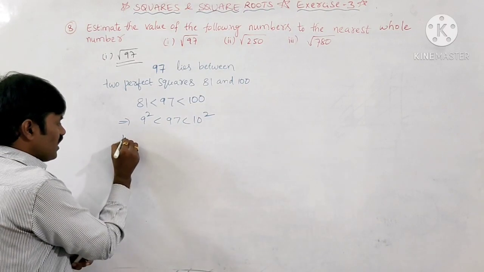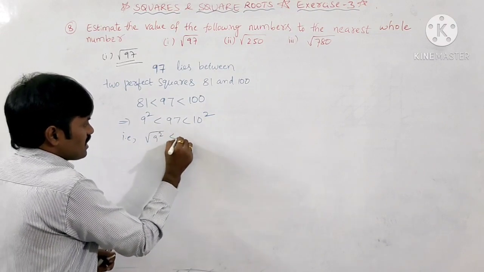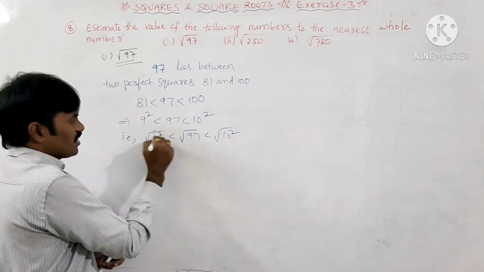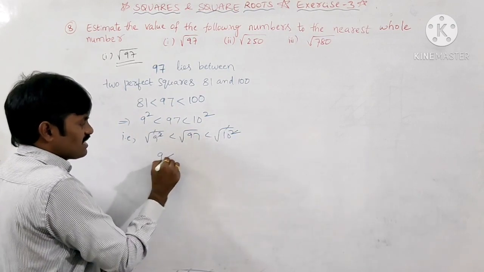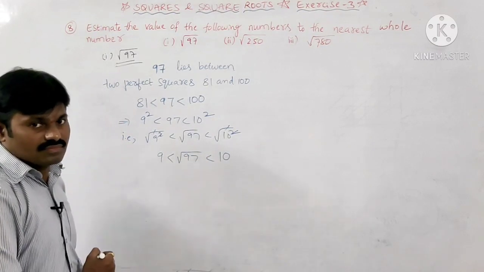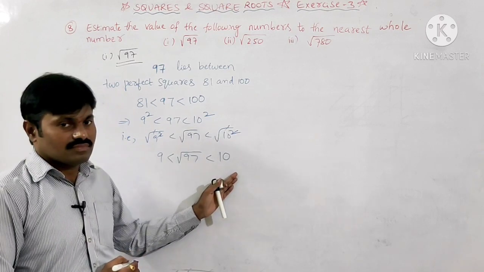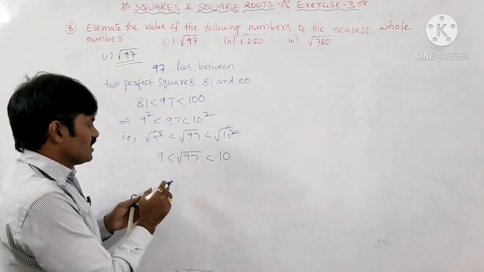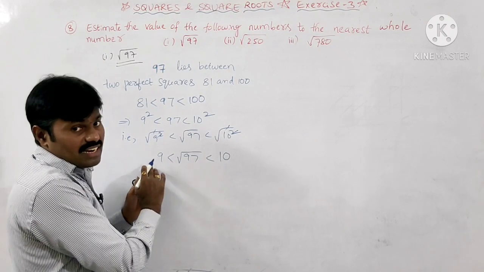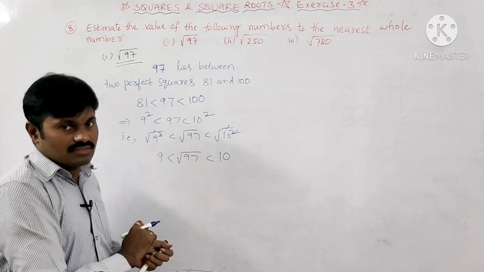Now if you find the square root, it becomes the square root of 9 square less than the square root of 97 less than the square root of 10 square. The square root gets cancelled here: 9 is less than the square root of 97, which is less than 10. Now if you observe clearly, the square root of 97 lies between 9 and 10.